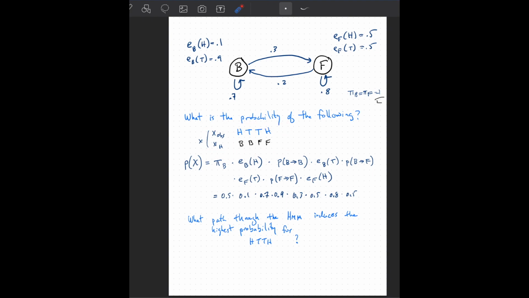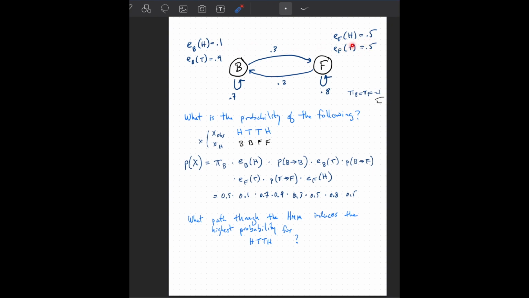So here's a challenge for you. For the observed coin tosses of heads, tails, tails, heads, what sequence of states induces the highest probability? As a hint, any heads here is very rare in this model, and over here it's 0.5.